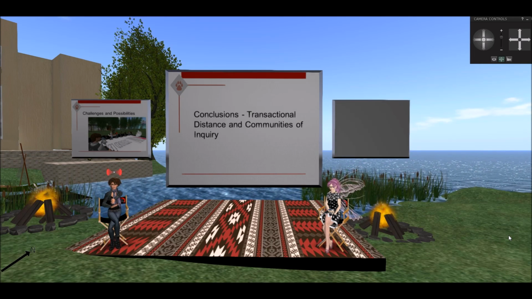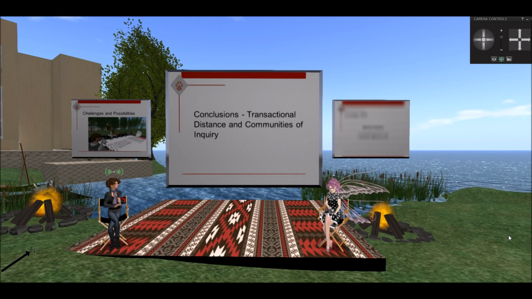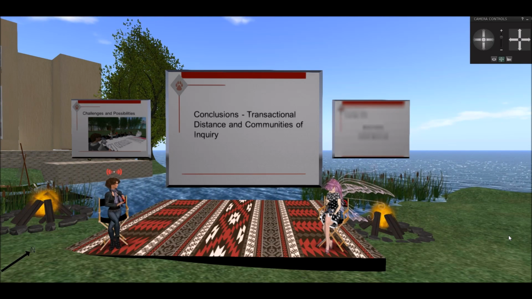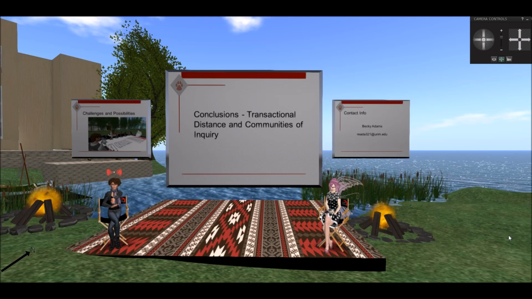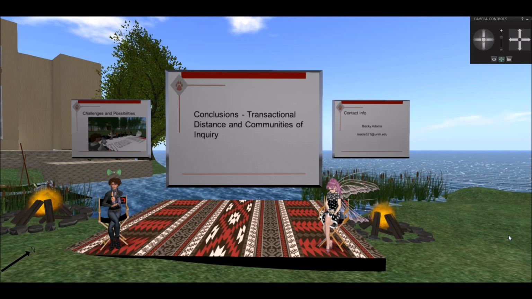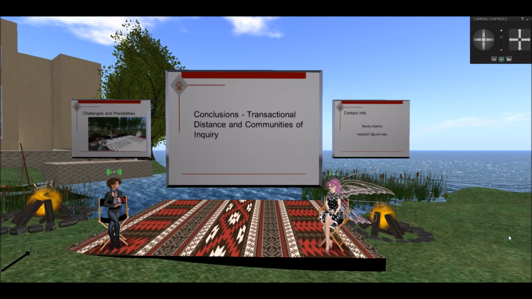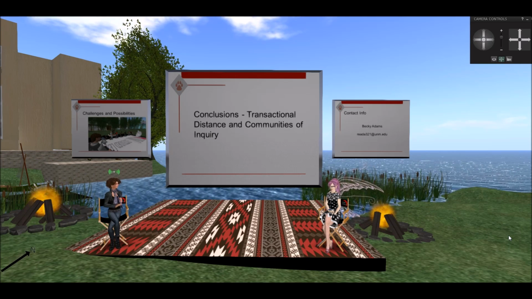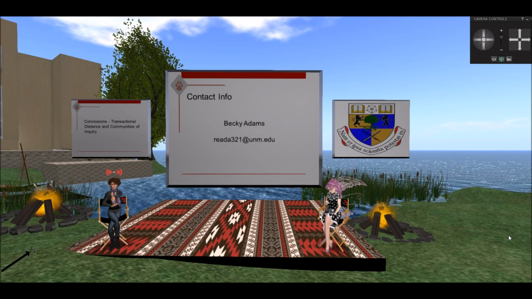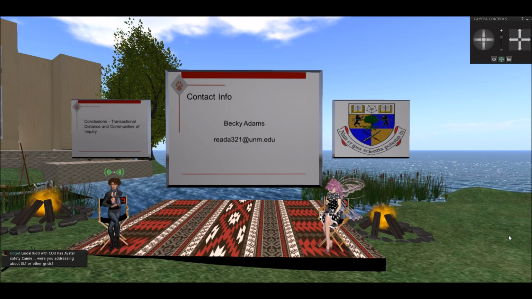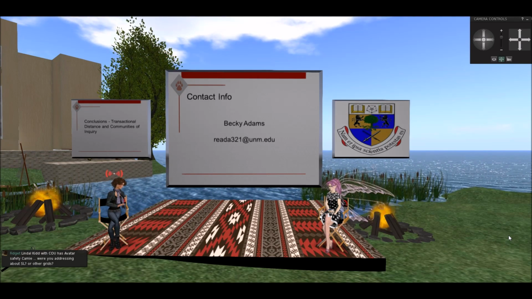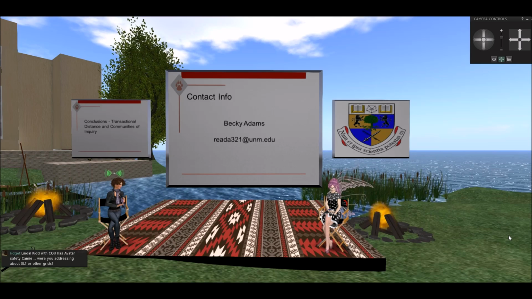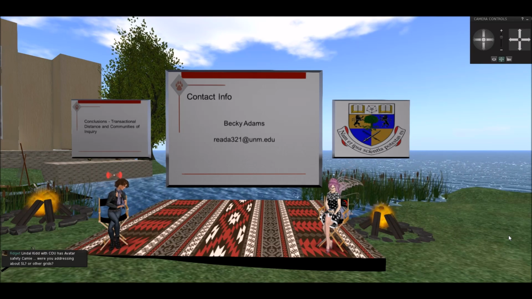To make sure we don't get too far past our time, we just want you to know that we believe that virtual worlds do strongly address transactional distance, and they are very conducive to using communities of inquiry. And we are delighted to be here, and I see some questions running, and we don't want to ignore those. Here is my contact information, and we so appreciate having you here.